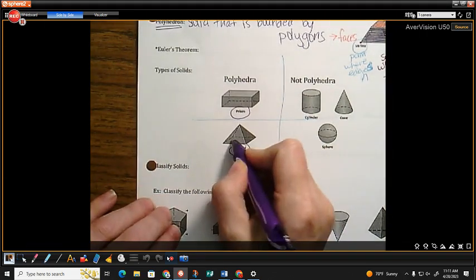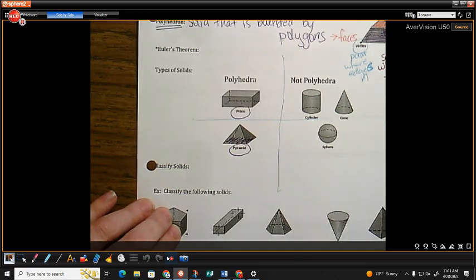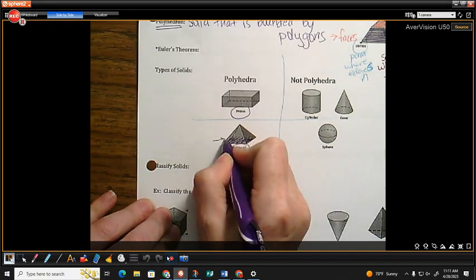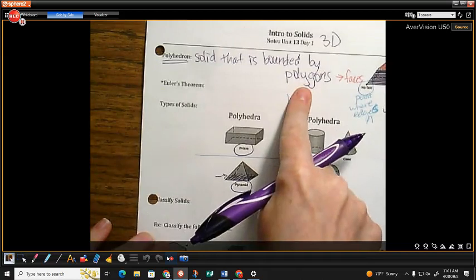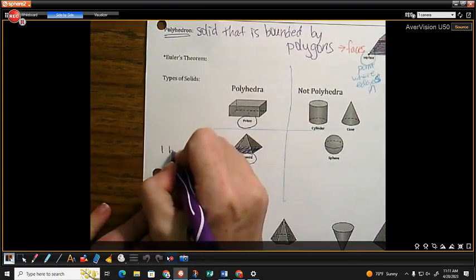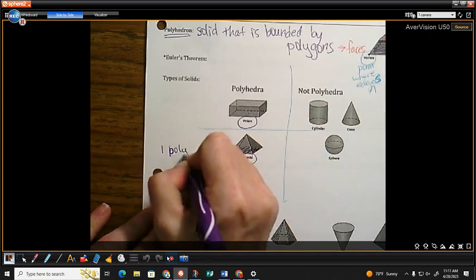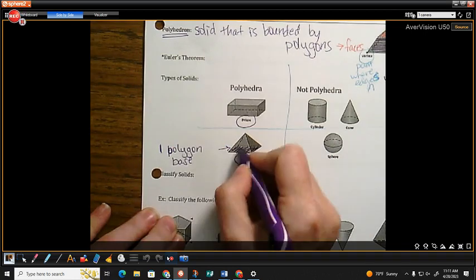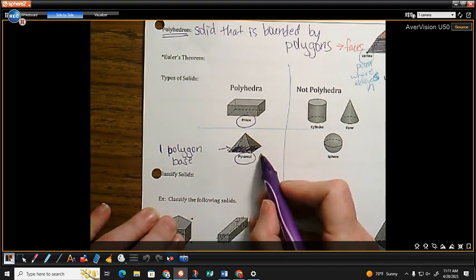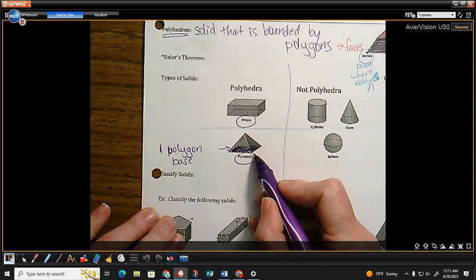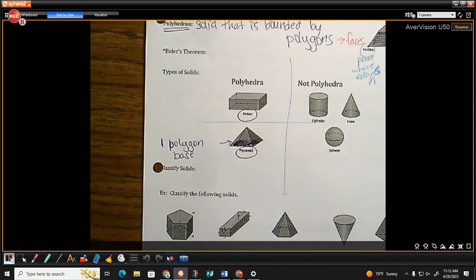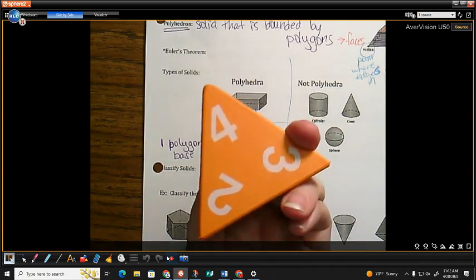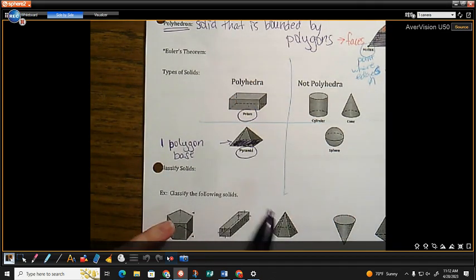So what you need is you need something on the bottom. Guess what we're going to call it? A base. And it's got to be a polygon. So you have one polygon base. Okay, so there it is. Which particular polygon does this one have as its base? A square. What polygon does this one have as a base? A triangle. Okay, and then what forms the rest of the pyramid? The other triangles, the faces.